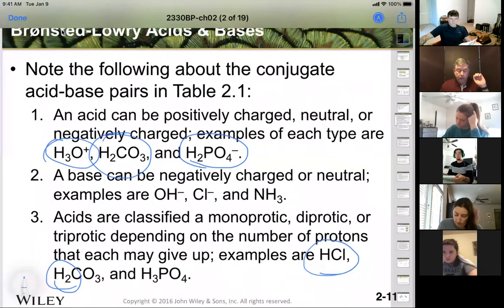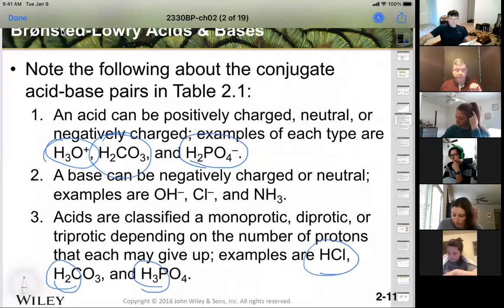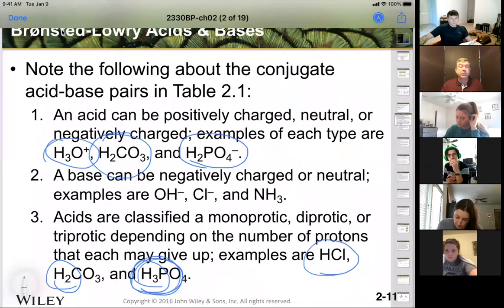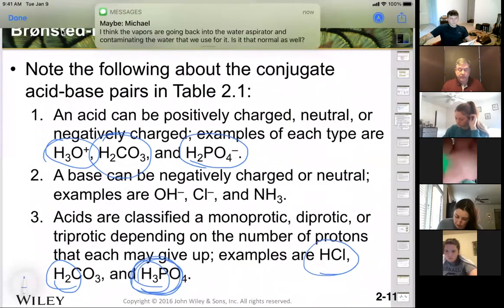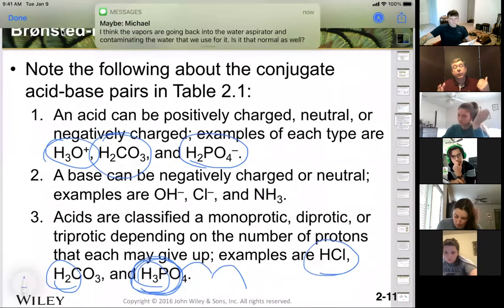And triprotic if it has three, like in phosphoric acid. The thing is that each proton coming off has a different acid strength. So the first proton can be a strong acid, then we have the next one, and then the last one to come off. And they are getting weaker and weaker acids as they come off.